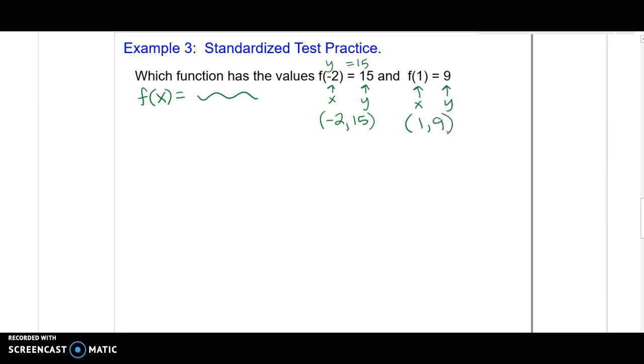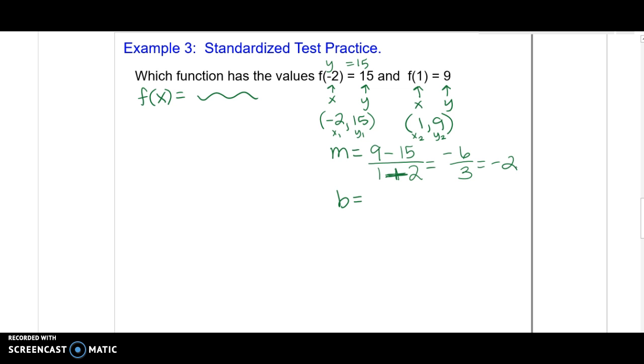So now we're in the same boat as we were in the last problem. We need to find slope and find y-intercept, and then we'll be able to write our equation. So for slope, again, we have our x sub 1 and our y sub 1, our x sub 2 and our y sub 2. We do y sub 2, which is 9, minus our y sub 1, which is 15, over our x sub 2, which is negative 1, minus x sub 1, which is negative 2. If we simplify this, we get negative 6 over 3, which is negative 2. So our slope is negative 2.